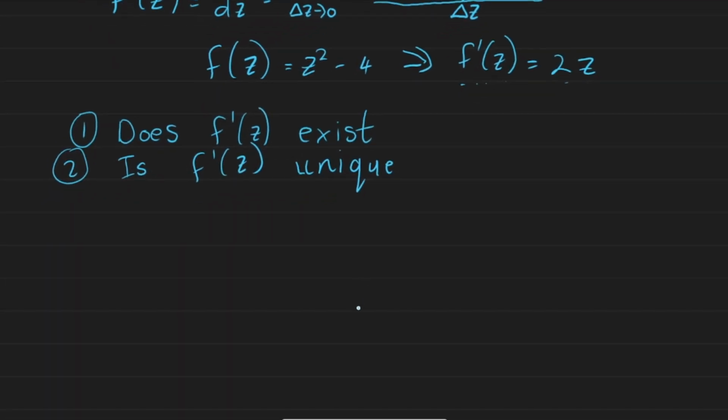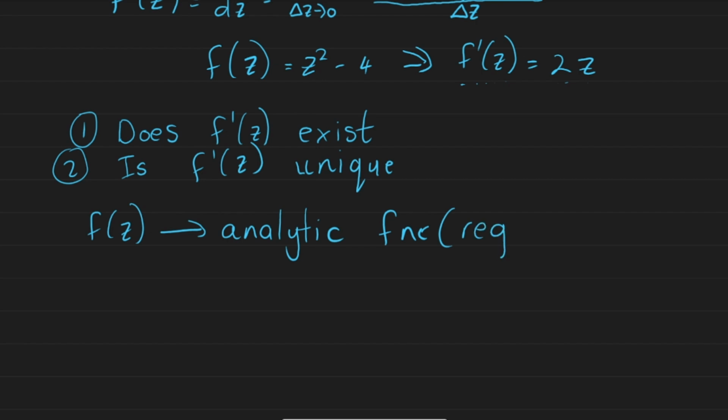What the Cauchy-Riemann equations do is actually help us with this. So if f prime z exists, then in general we have f of z, which is called an analytic function. This terminology is used quite a bit. It's an analytic function, and sometimes the word regular is also used. It's a regular function.